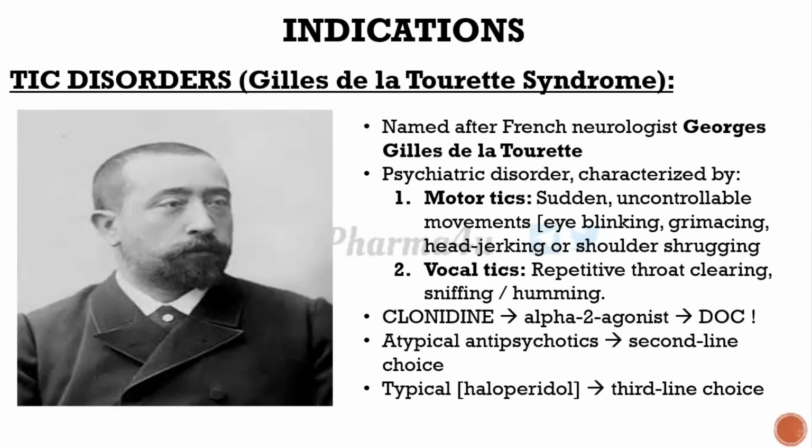Usually clonidine is used. Clonidine is the drug of choice for Gilles de la Tourette syndrome because it is an alpha-2 agonist, which has been found to be good for reducing tic disorders. Atypical antipsychotics are the second line choice. And if you are developing tic disorders due to any medication, or due to any drug abuse, very severely, then you can also go for haloperidol. So that is the third line choice.